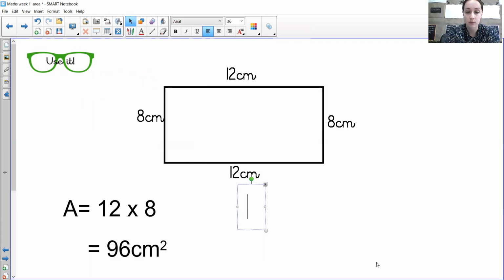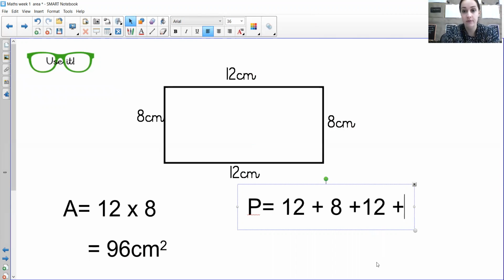Okay then, so we've got the area. Now let's work out the perimeter. So the perimeter is the length around the outside of the shape. Few ways you can do this. We can either do 12, add 8, add 12, add 8. Could work it out like that.